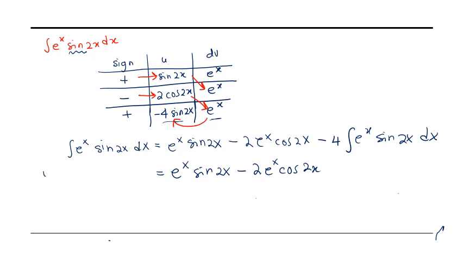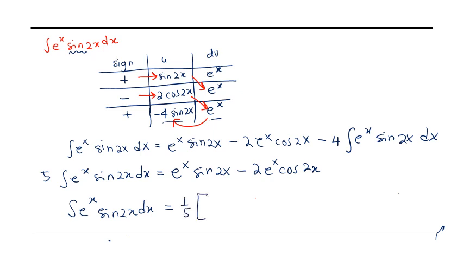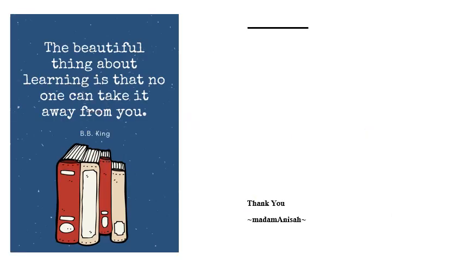So, kat sini dia akan jadi 5 integrate exponent x sin 2x dx. And then kita nak integration of exponent x sin 2x dx je. So 5 tu bawa pergi right hand side, jadi bahagi. So 1 over 5 exponent x sin 2x minus 2 exponent x cos 2x, plus c. Yang tinggal plus c. Okay, so dapat dia ni. So this is for integration by parts.